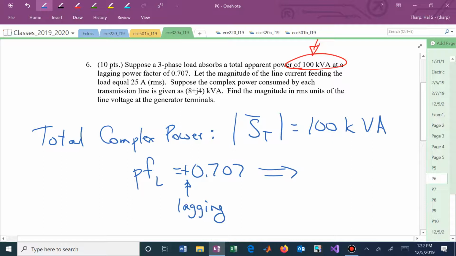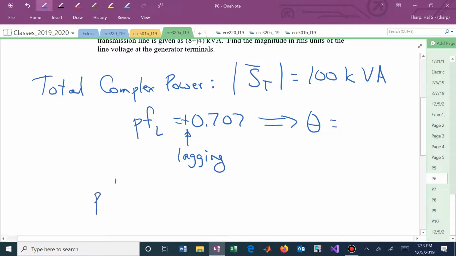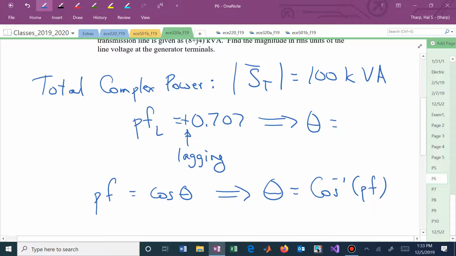What does that tell us if we said what's the angle associated with that power factor? The power factor, remember, is the cosine of theta. We can now do the inverse cosine of that power factor, and now we have to keep track of the sine. What angle gives us a cosine of 0.707? 45. So now we know what theta is, and we know that it's plus because of the lagging.